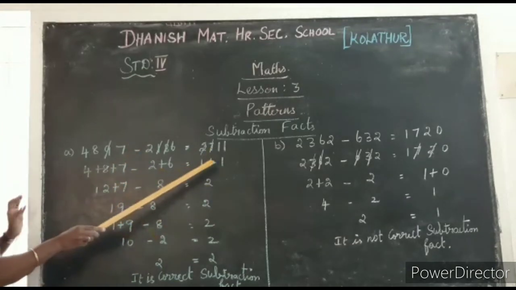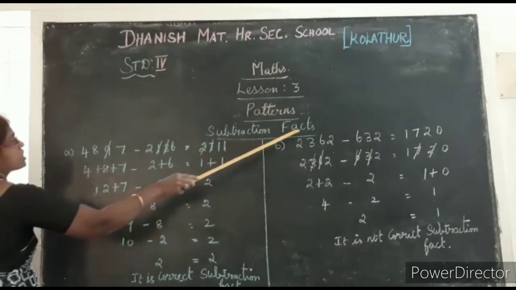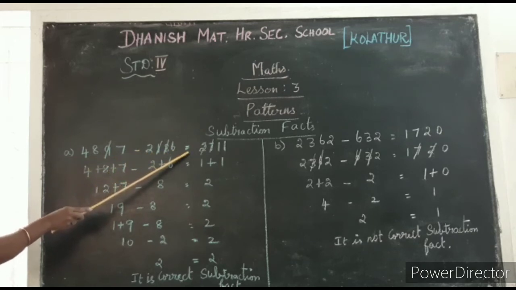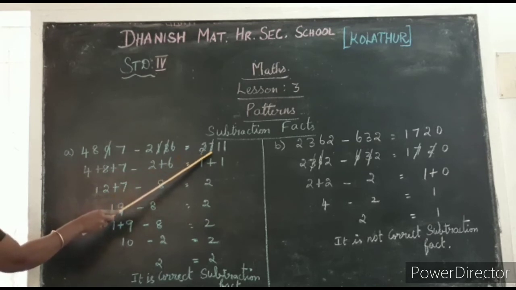Children, now we are going to see subtraction fact. Already we saw addition fact. Now we are going to see subtraction fact. So they given the sum: 4,897 minus 2,186 is equal to 2,711.